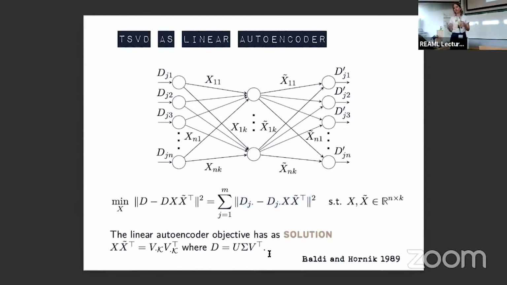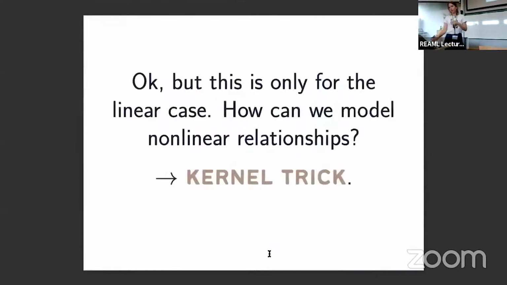And this also introduces some interesting new research directions, right? Because when we know what linear autoencoders actually do, can we now say more about what effect, for example, the addition of certain nonlinear activation functions has, and so on, to get a bit of an insight into what is happening when we actually compute autoencoders. But this is only for the linear case. So how can we actually model nonlinear relationships?